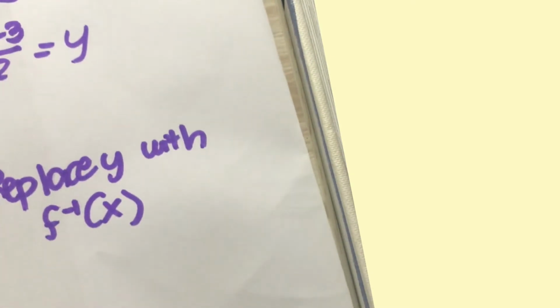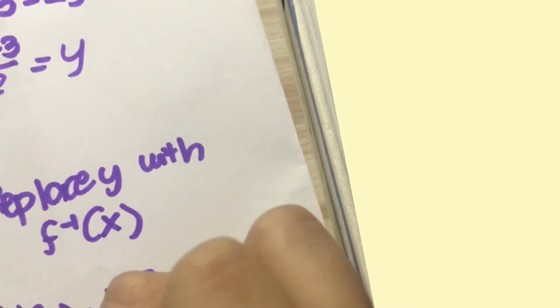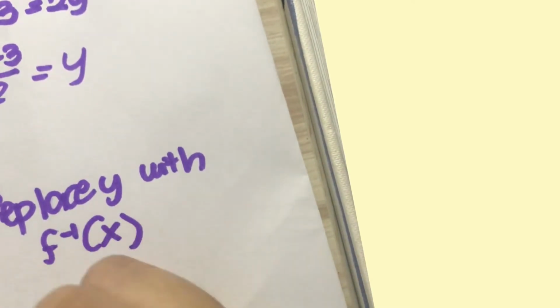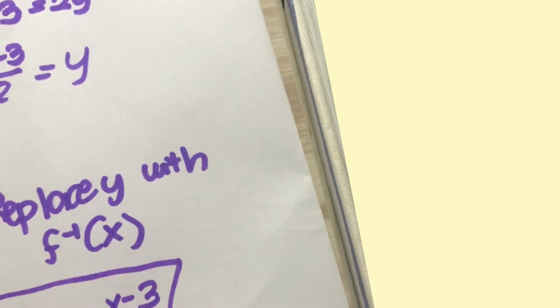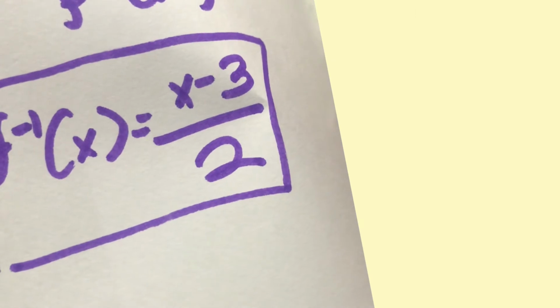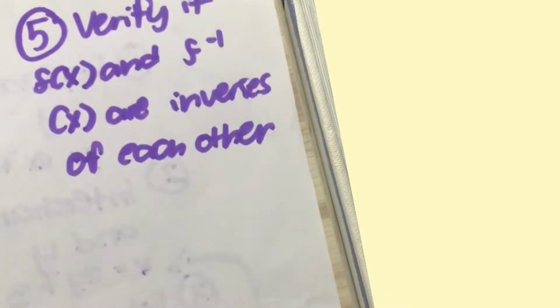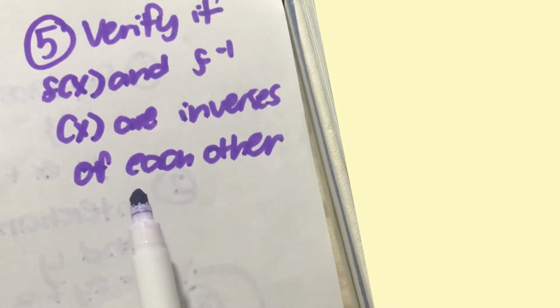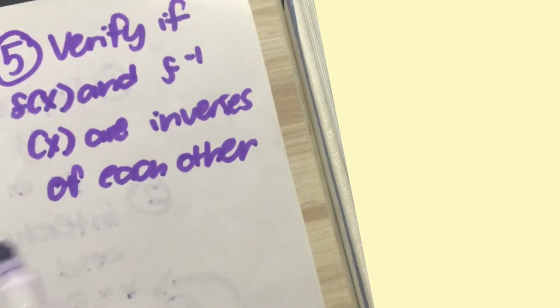Now the next thing we will do is replace y with f negative 1 of x. So now we have our inverse function, which is f negative 1 of x is equal to x minus 3 over 2. This is now our inverse function, but we should still verify if it's correct. So let's verify if f of x and f negative 1 of x are inverses of each other.